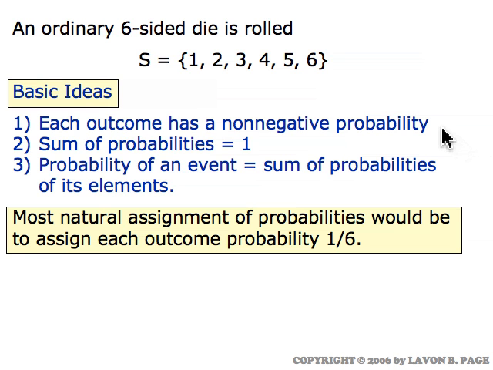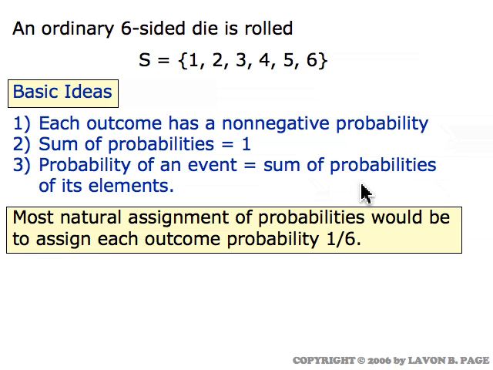And finally, when we talk about the probability of an event, the probability of an event will simply mean the sum of all the probabilities of its elements. Remember, an event is simply a set of elements in the sample space. So the probability of an event will be obtained by simply adding up the probabilities of the elements that constitute the event.